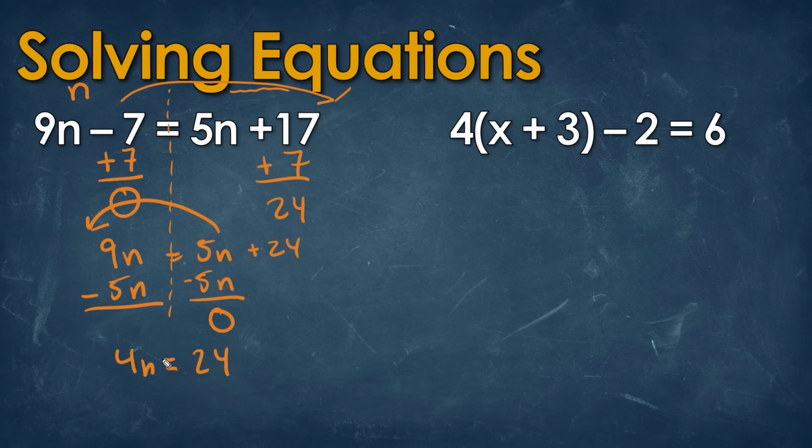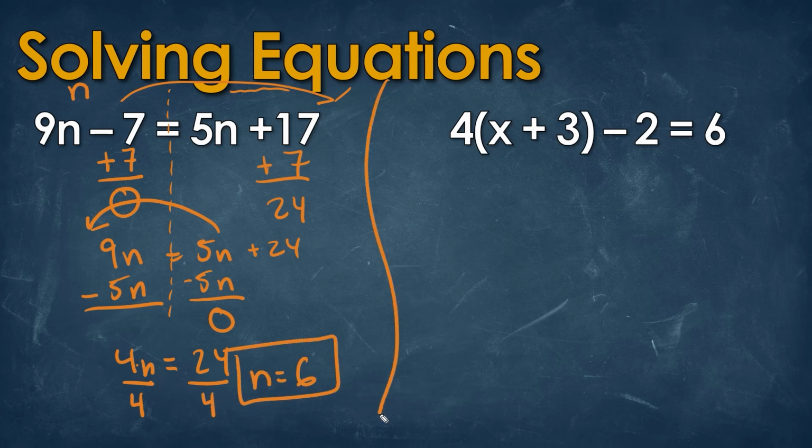So now that we've got an n on one side and a number on the other side, we have to divide. We have a multiplication here, 4 times n, so we've got to do the opposite, which is divide. Divide on both sides, and that's going to give us that n is equal to 6.